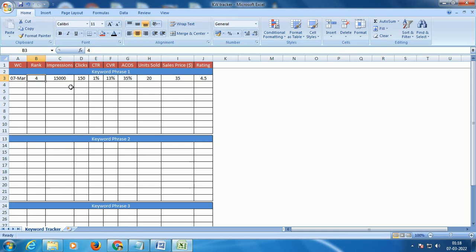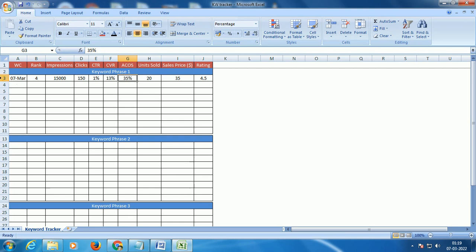15,000 impressions. We have got 150 clicks. We have got a CTR of 1%. We have got a CVR of 13%. And then we have got an ACOS of 35%. And we see during this week, we sold some 20 units at a sale price of $35, and we have got a star rating of 4.5. So these numbers are indicative. The reason I'm saying this is just for our demonstration or explanation purposes. This is not real data.